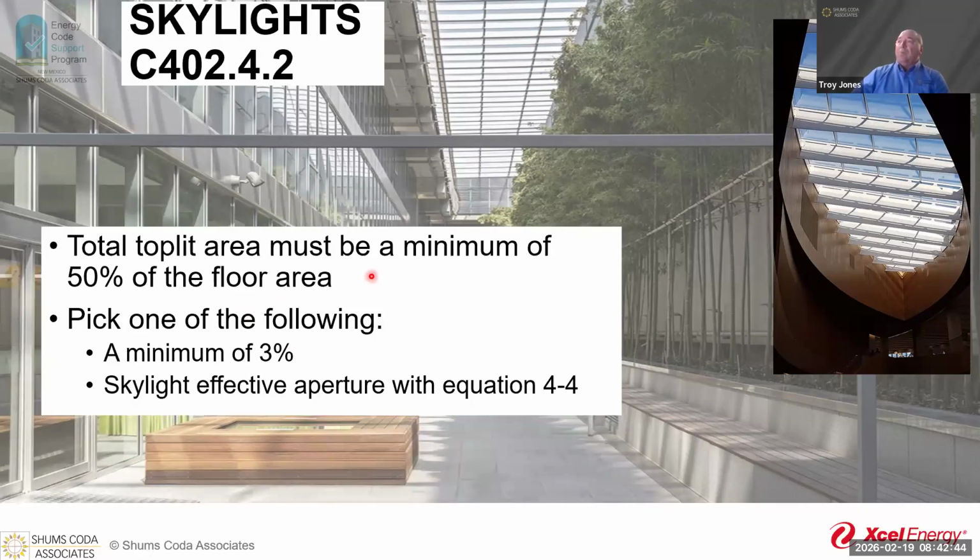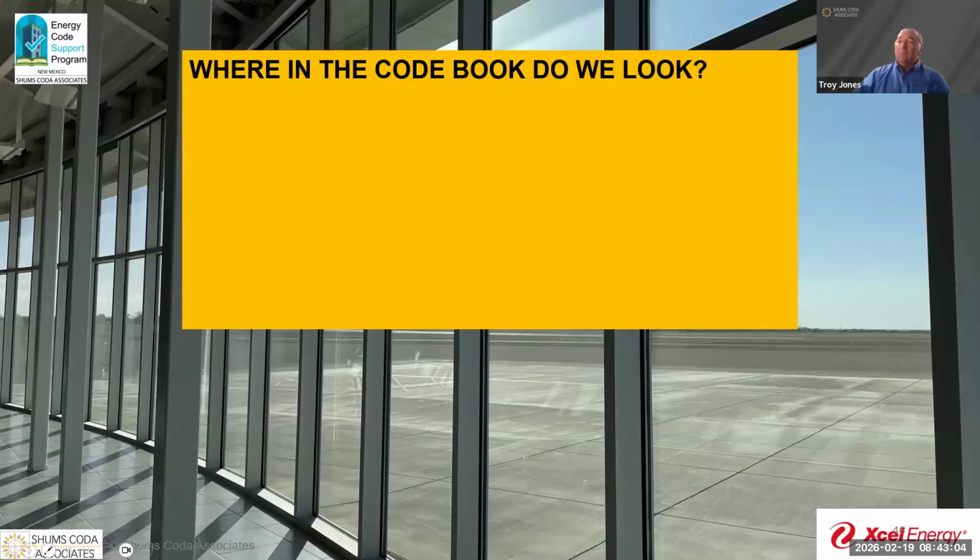So the total skylight area must be a minimum of 50% of the floor area. Pick one of the following, a minimum of 3%, and we have to meet the requirements of equation 4 in 402.4.2. So even though we took the responsive controls out, if you have them, you can make that work.